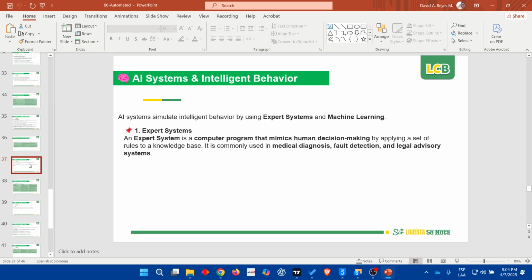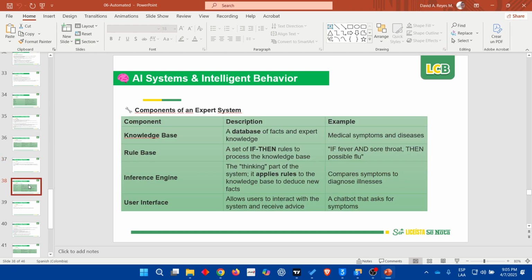Now, intelligent systems simulate intelligent behavior by using something that is called expert systems and machine learning. So, what is an expert system? An expert system is a computer program that mimics human decision making by applying a set of rules to a knowledge base. It is commonly used in medical diagnosis, fault detection, and legal advisory systems.